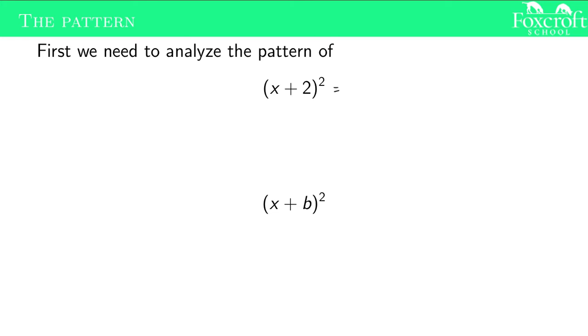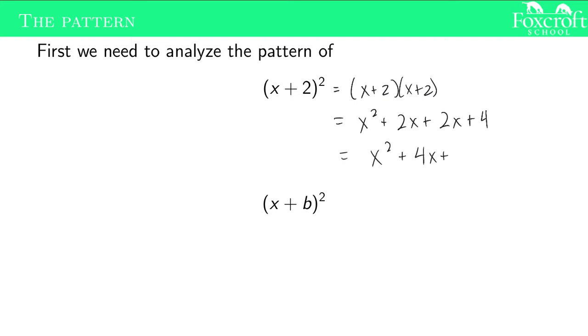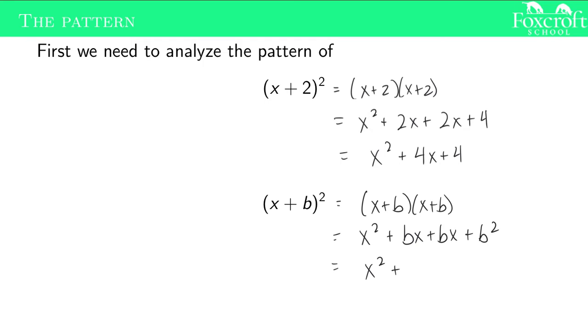So x plus 2 squared, I remember from our lesson on FOIL, this means you're multiplying it by itself, so I have to FOIL this out. So x squared plus 2x plus 2x plus 4 is x squared plus 4x plus 4. So that's x plus 2 squared. What about x plus b squared? b is just another variable, so we do the same thing. We get x squared plus 2bx plus b squared.